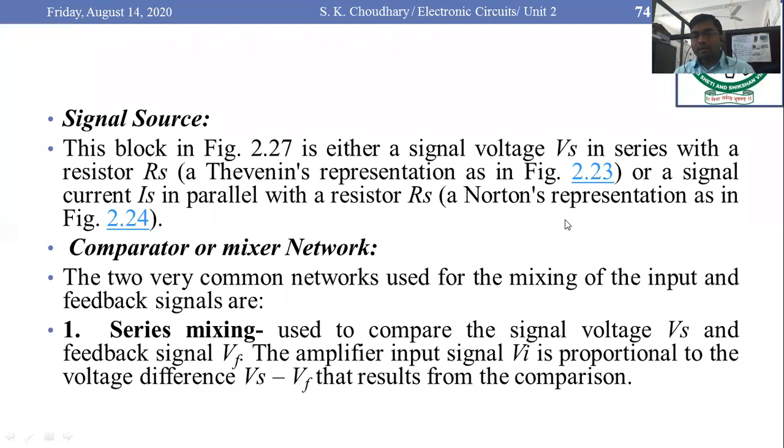There are two very common mixer networks used in the feedback amplifier to mix the input signal and the feedback signal. The first kind of mixing network is called series mixing. So in series mixing, what happens? It is used to compare the signal source Vs and the feedback signal Vf. The amplifier input signal Vi is proportional to the difference between Vs and Vf.